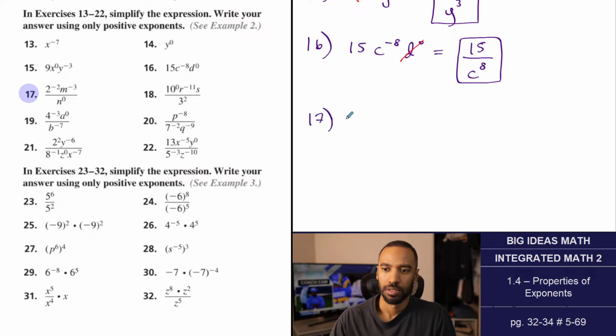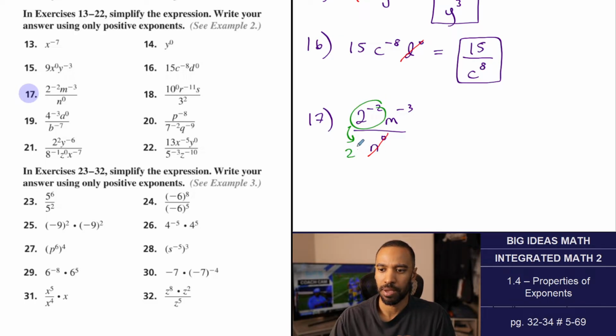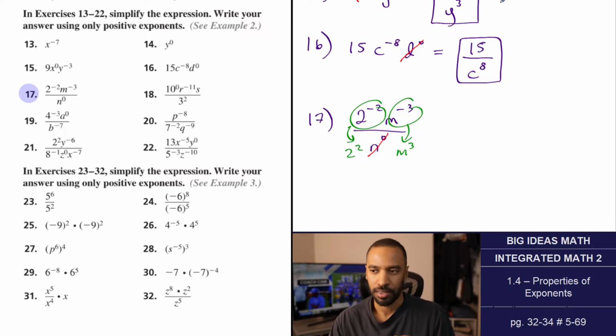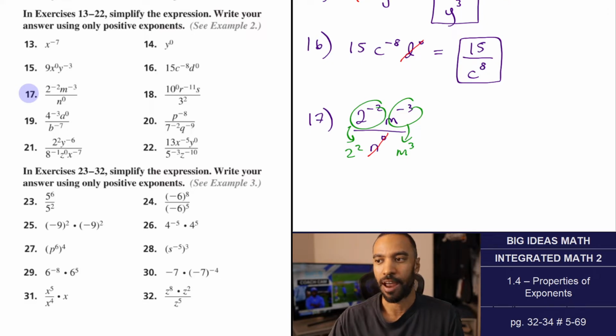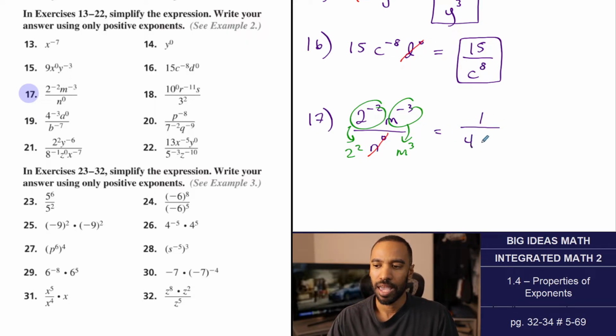Number 17, 2 to the negative 2nd power times m to the negative 3rd power over n to the 0 power. n to the 0 is 1. Both 2 to the negative 2nd and m to the negative 3rd will go down because they are bases each with their own respective negative exponent. That doesn't mean there isn't anything on the top. There is still a 1 on the top. So don't ignore the fraction and just say, oh, it went down, but there's no more fraction. It's now 1 over 2 squared is 4, and m cubed is, yes, m cubed.